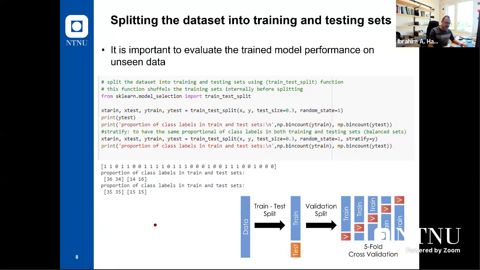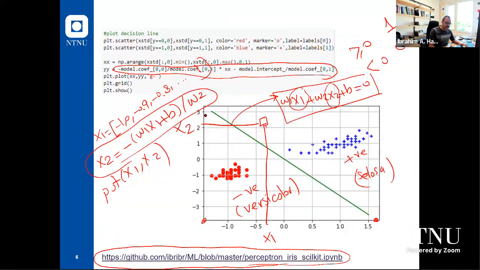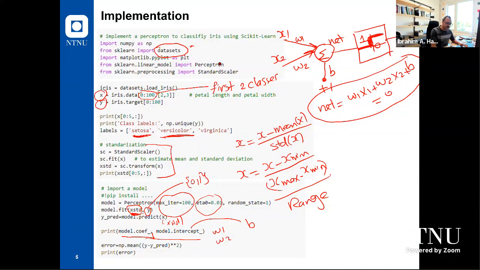And we have a very nice function also in sklearn. This function is called train_test_split. How can we get it? We just need to get it from sklearn.model_selection, I guess.